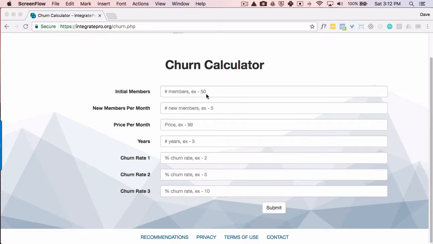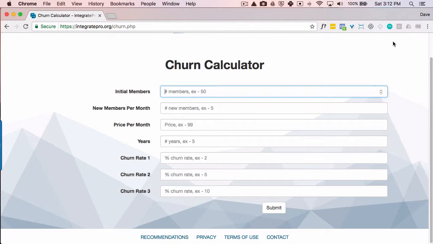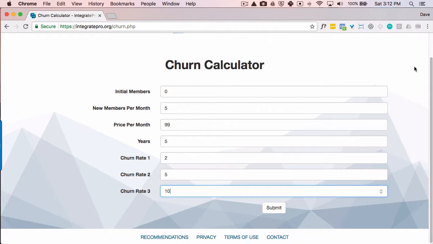So let's start with something real easy. Let's just put in no members starting and a simple gaining 5 people per month, paying $99 a month. Let's look out 5 years. And let's look at some different churn rates, 2, 5, and 10%, and let's see what impact that has on your business.